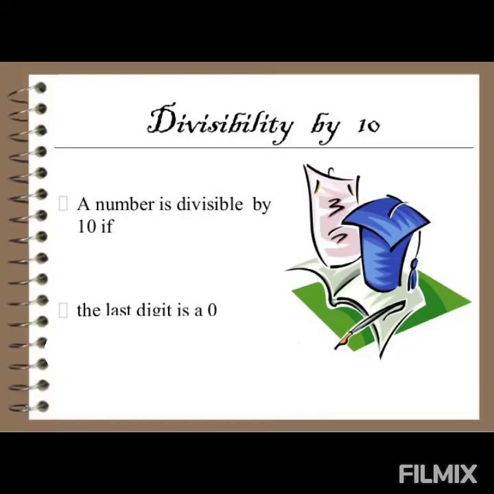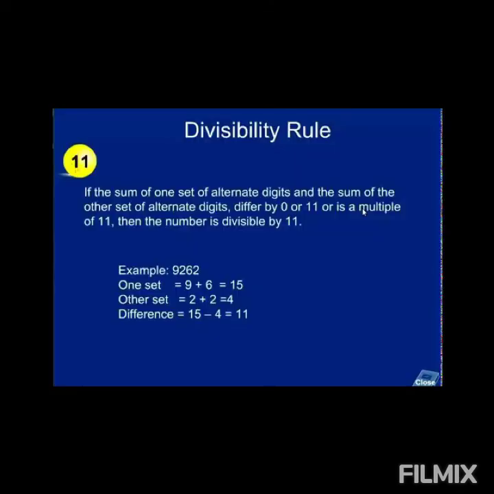Now let's see the divisibility rule for 10. A number is divisible by 10 if the last digit is 0. If the last digit is 0, it means that the number is also divisible by 10. Divisibility rule for 11. If the sum of one set of alternate digits and the sum of the other set of alternate digits differ by 0 or 11 or a multiple of 11, then the number is divisible by 11.